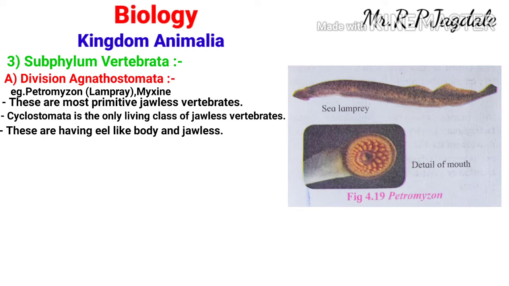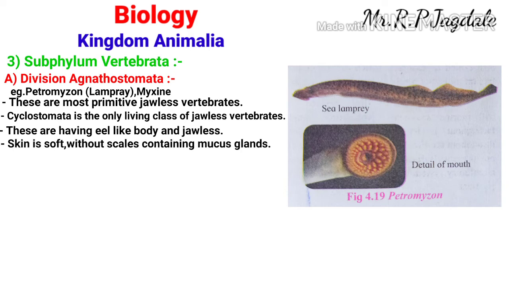Now first we will see the examples of agnathostomata. Petromyzon is one example, which we can simply call lamprey, and the second one is myxine. There is a picture of lamprey on your screen, called petromyzon. Myxine is another example. These animals have an eel-like body. Eel-like means like the eel fish, which you may know. It has a slender body, just like this lamprey. So it is an eel-like body and jawless. Absence of jaw is there.